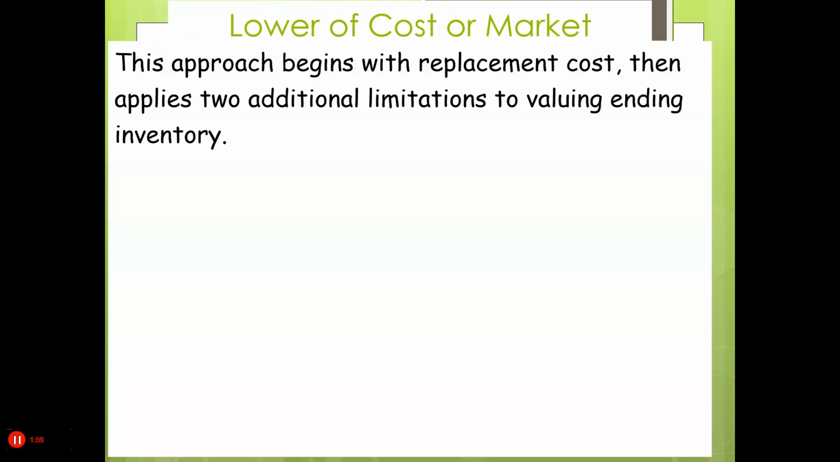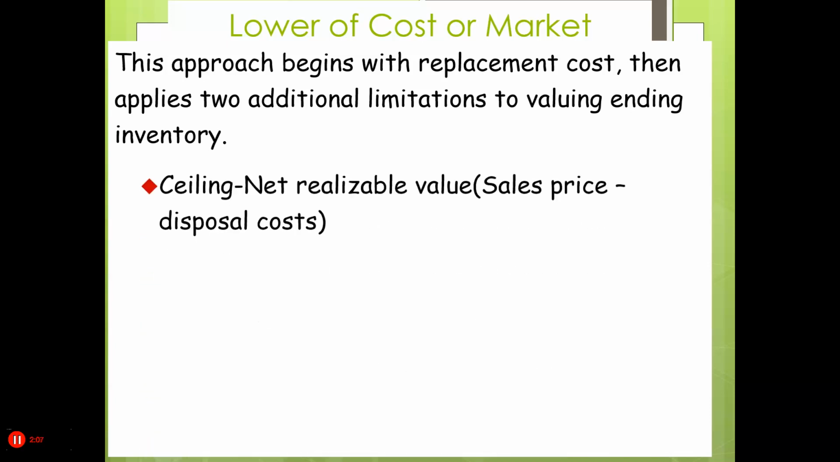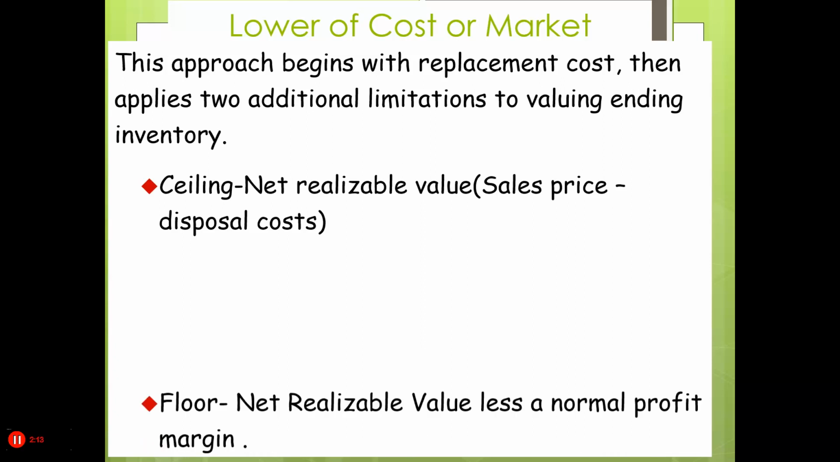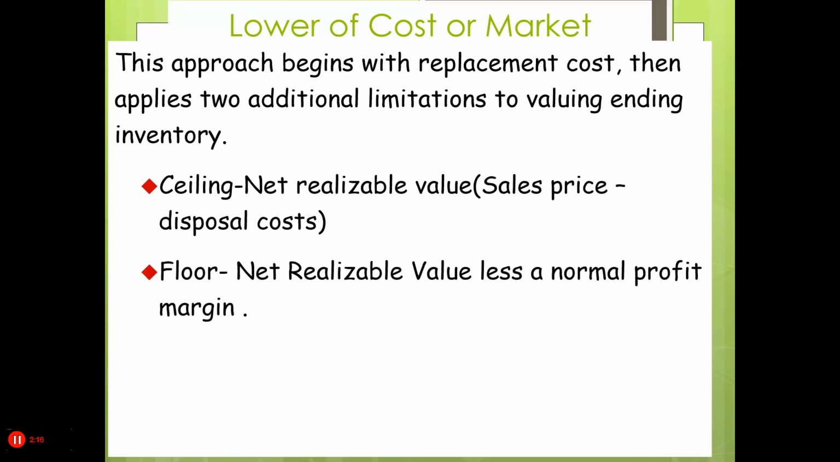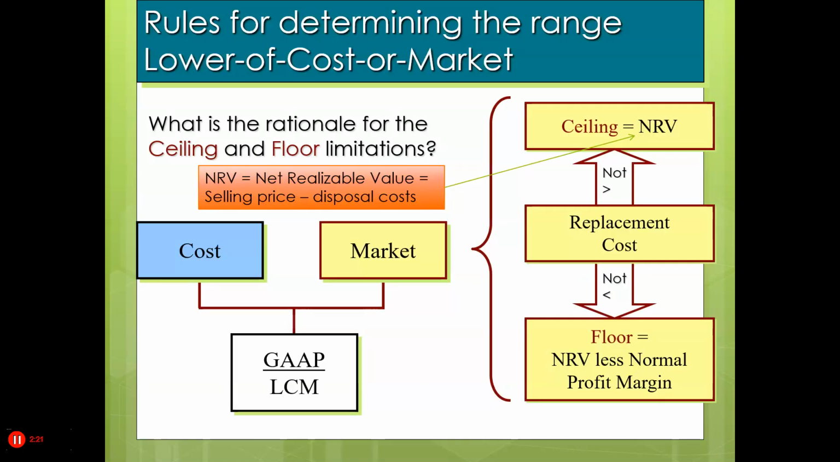Now, lower of cost or market. This approach begins with replacement costs, then applies two additional limitations to valuing ending inventory. So we have a ceiling, which is sales price minus the cost to get rid of it. And the floor is that ceiling less a normal profit margin. So what you have to do is, replacement cost has to fall within the range. It has to be less than or equal to the ceiling and more than or equal to the floor.